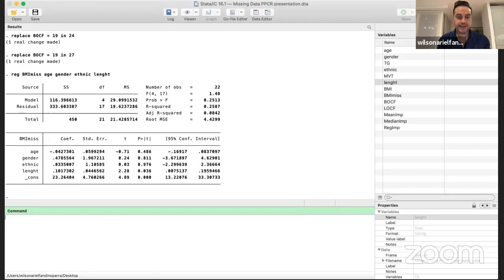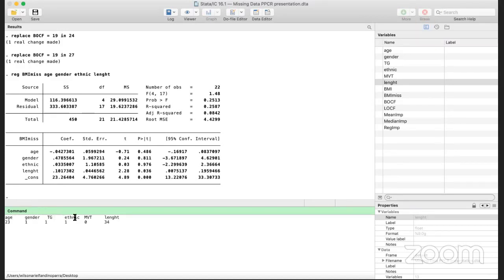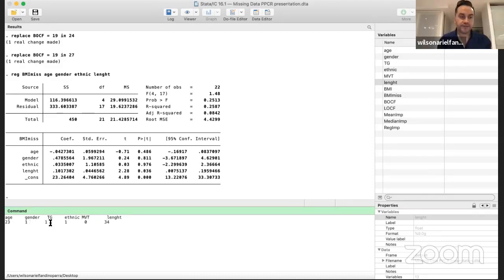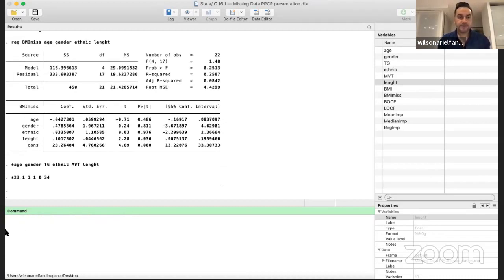Can you still see here? Yes, I think you can see. Can you see my screen? Yes, perfect. Give me just one second. I'm just trying to bring the example for the first patient.